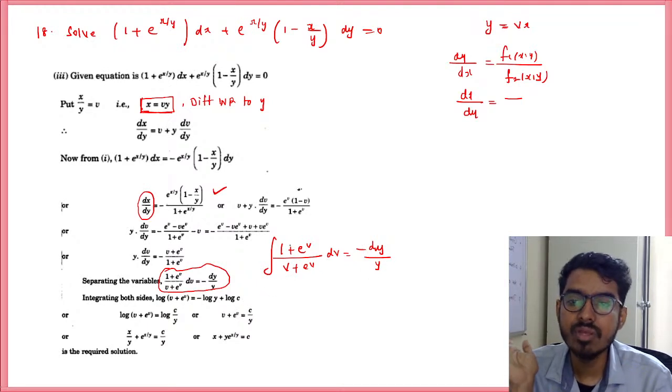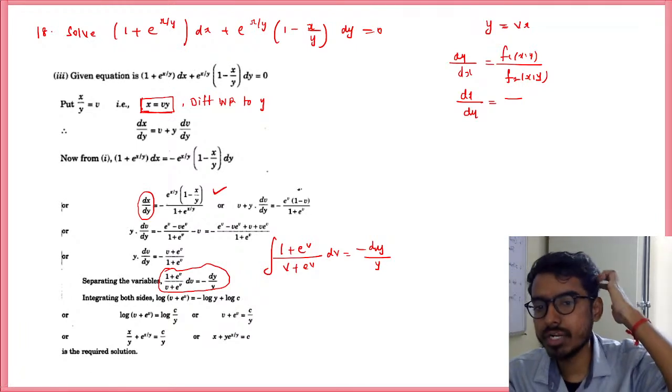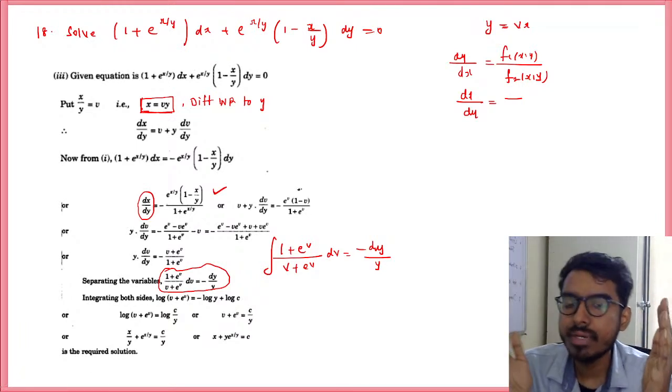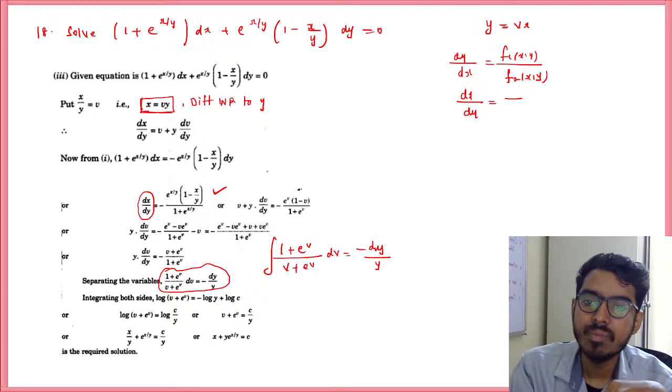Very simple problem. So whenever you see x by y, x by y, you make use of x is equal to vy. Then you differentiate with respect to y. Usually we will separate dy by dx equal to something, but here you will put dx by dy is equal to something and substitute that dx by dy value and x is equal to vy value. You will get the answer very easily.